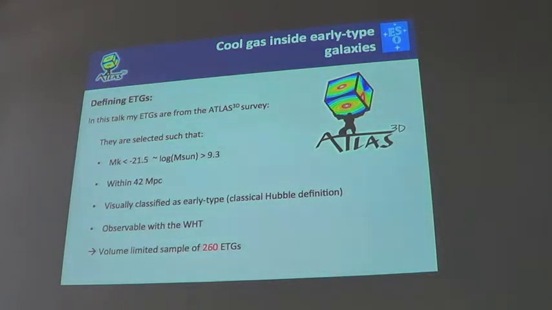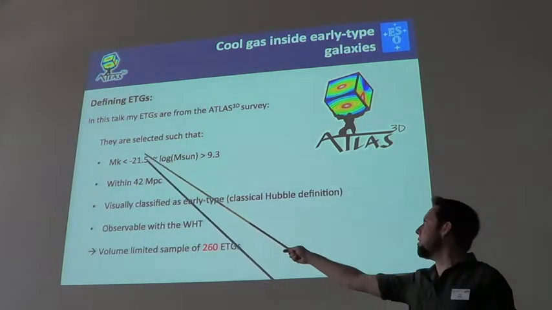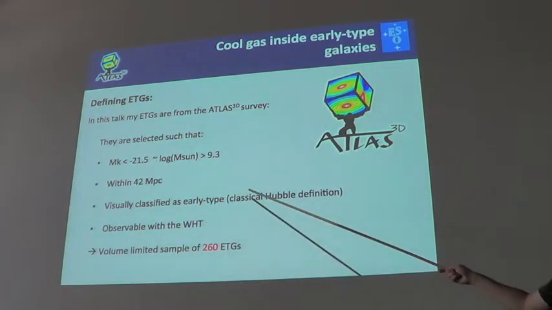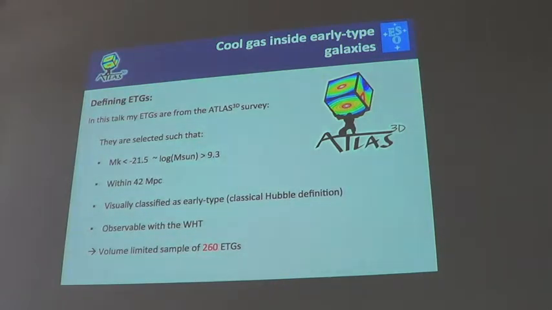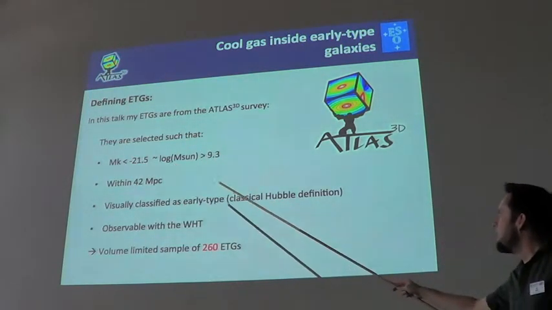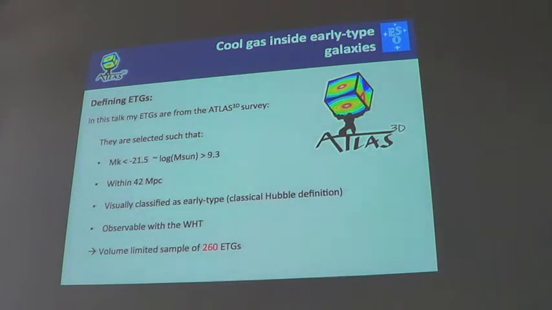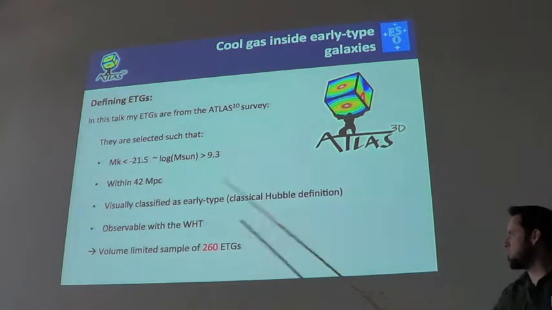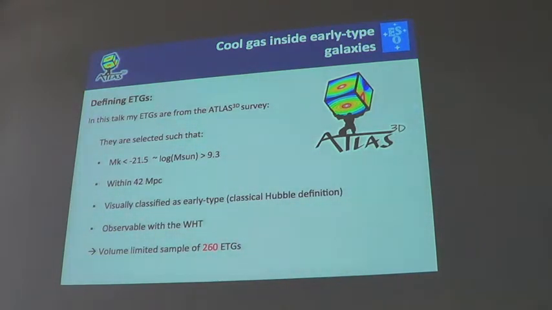This is a complete volume limited survey of early type galaxies in the very local universe. They're selected in K-band to have a magnitude brighter than this, which means a stellar mass greater than about 10 to the 9.3. They're all within 42 megaparsecs, so it's a complete volume limited survey of all of these galaxies that are visually classified as early type, both S0 and E, that are observable by the WHT. And this leads to a sample of 260 early type galaxies classified for morphology.